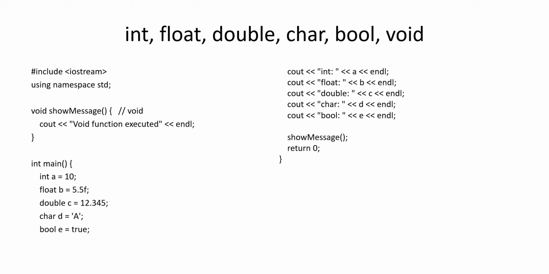C++. This code illustrates basic C++ data types. Integers store whole numbers, float and double store decimal values, char stores a single character, and a bool stores true or false. These fundamental data types are essential for storing and processing data in C++ programs.